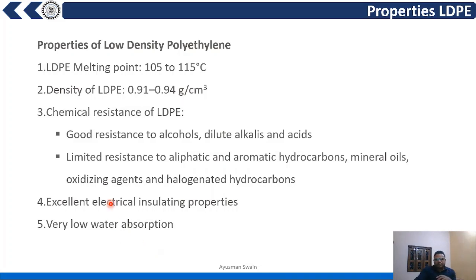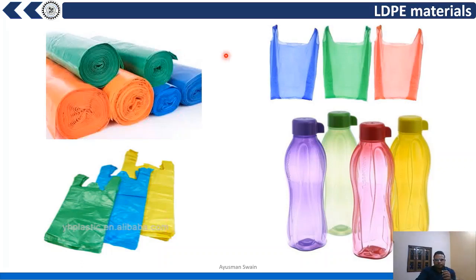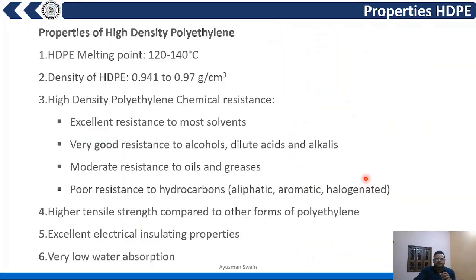Low density polyethylene has certain properties like melting point between 105 to 115 degrees centigrade. Density is this much, and it has good resistance to alcohols, dilute alkalis, limited resistance to aliphatic and aromatic hydrocarbons. These have excellent electrical insulating properties also under low water absorption. So these materials you see, these are made up of low density polyethylene. Some seeds, these polyethylene grocery bags, and these water bottles.